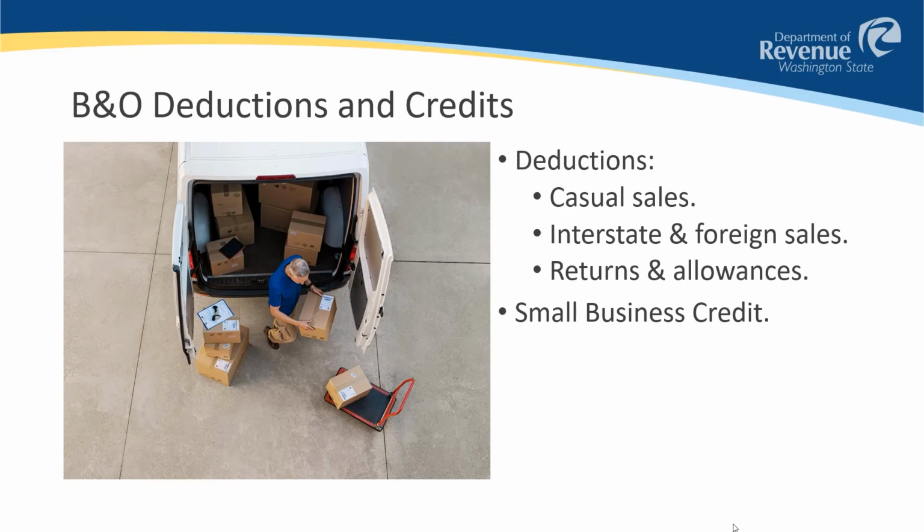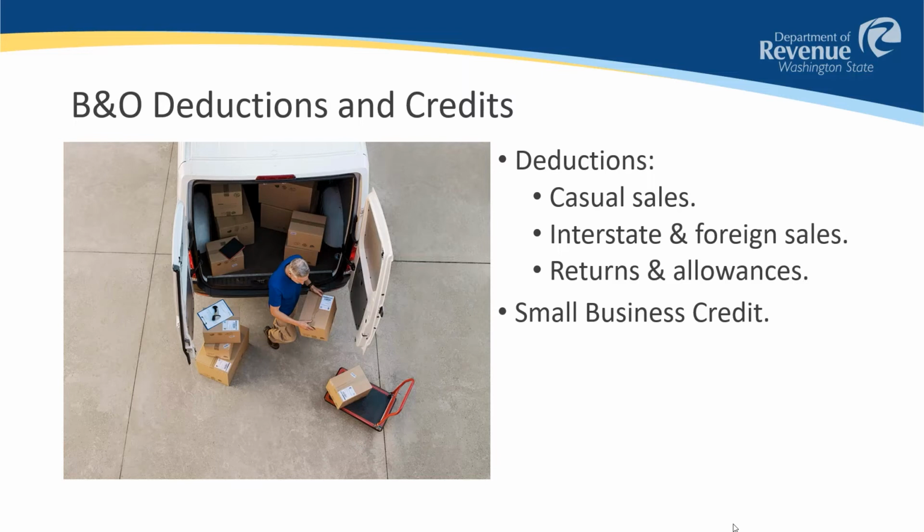Some deductions are available, though they are not the same as income tax deductions. Some deductions are available for B&O tax, some are available for sales tax, and some are available for both. The most often claimed deductions are listed on the slide. I will mention each deduction listed briefly, along with the documentation you should keep in order to validate the deduction should you ever be audited.